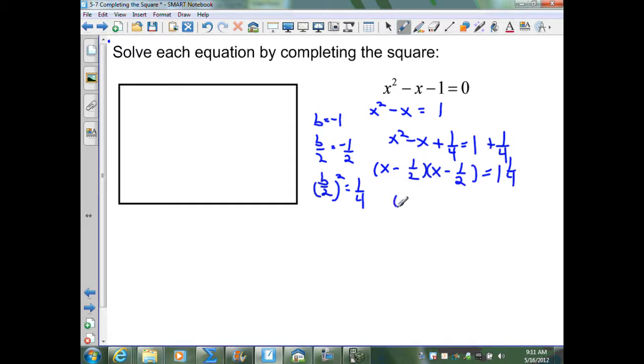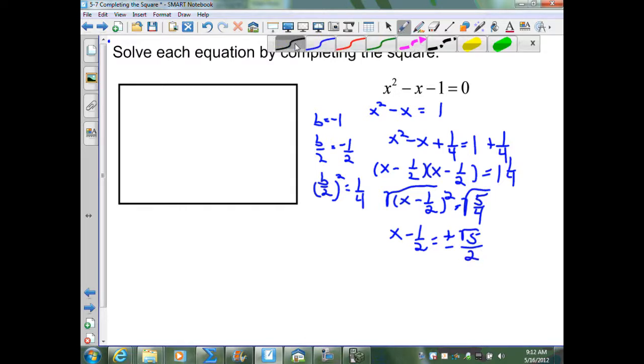Then write this as x minus 1/2 squared equals, then put this into an improper fraction, which will give me 5 over 4. Then I can take the square root of both sides. That gives me x minus 1/2 equals plus or minus the square root of 5 over the square root of 4, which I know is 2. Now I can write that as two equations and solve for the variable.